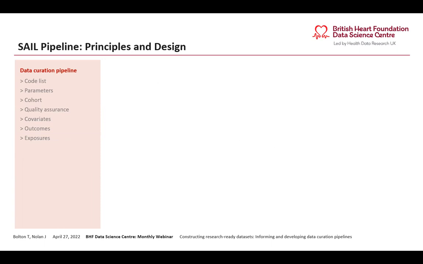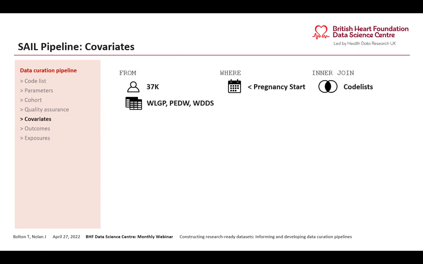So we'll be using the same code list that Tom described, establishing our project parameters in the same way, selecting our cohort, and then using the same code and syntax design for identifying covariates, outcomes, and exposures. So just by way of example, for covariates, the code is written in the exact same way and produces the same outputs. In SAIL, we have a cohort of 37,000. Again, we limit to records occurring prior to the pregnancy start date and join to our covariate code lists, looking in the GP records, hospital episodes, and in the daily dispensing data set.